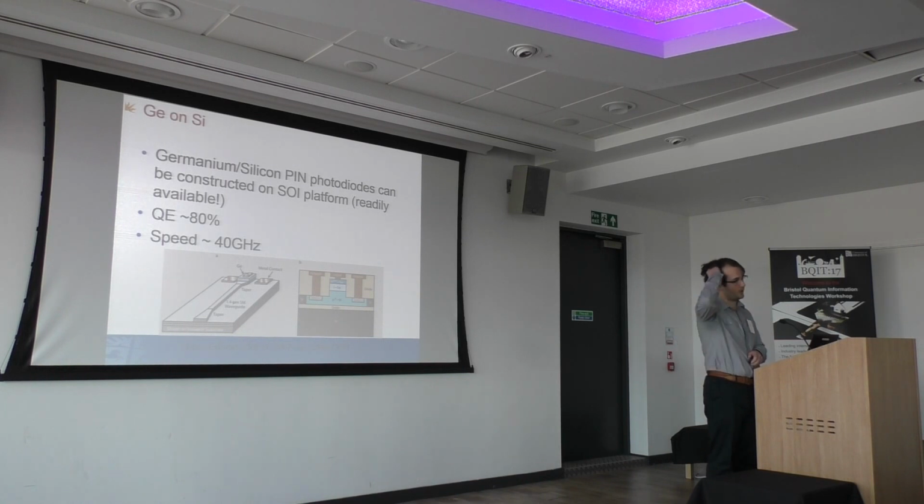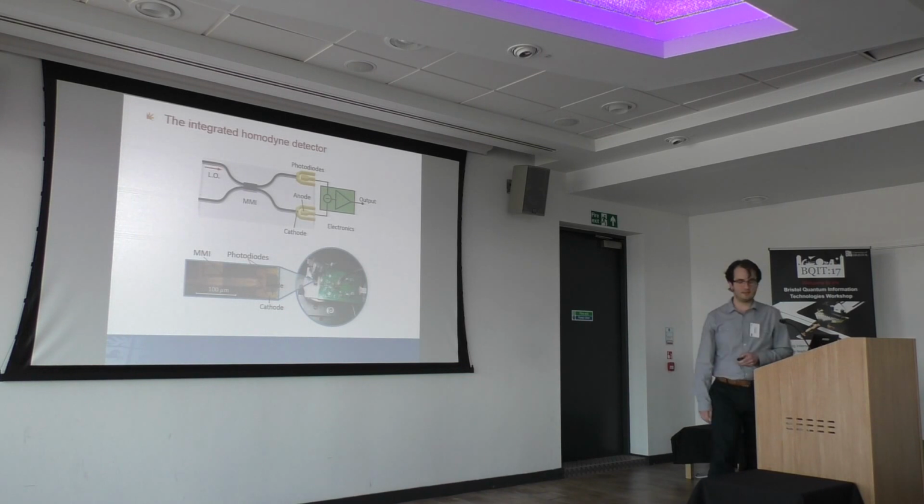The problem with working with foundry services is that they're all from the classical photonics industry, so they don't actually care about the quantum efficiency of their photodiodes. As long as it's above some threshold, it's fine. Really what they care about is the speed, which, as it turns out, is not too important for quantum Homodyne detection. Okay, so as I said, this looks something like this in the lab. You can see a microscope image of it there.